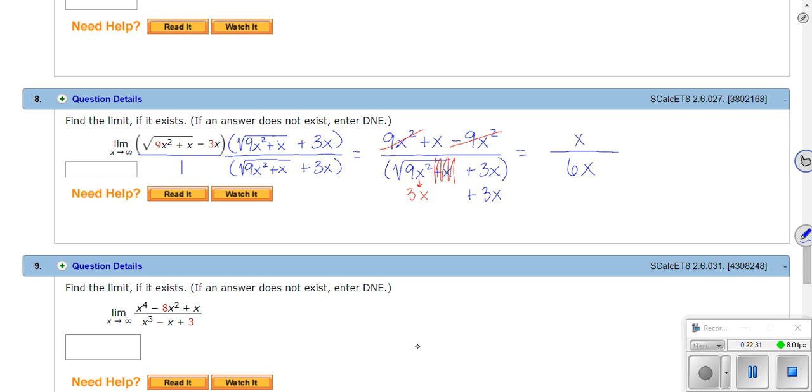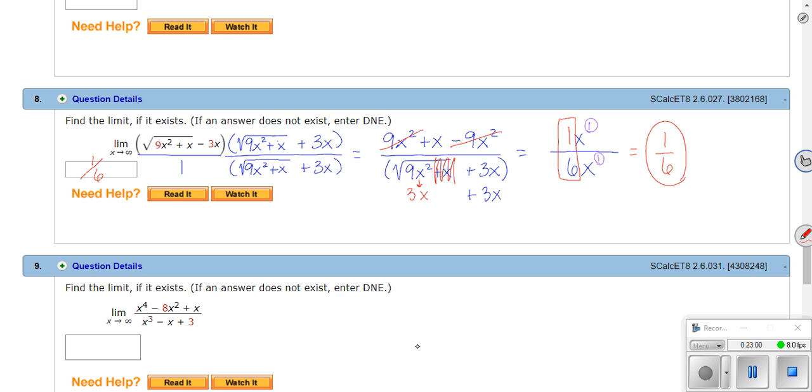Okay, so then do these have the same degree? You betcha. These are both first degrees, right? So what am I concerned with? I'm concerned with the leading coefficient. What's the missing leading coefficient here? It's a 1. So what's my limit? 1/6. Okay, 1/6. So that would be my answer here. I hope you guys kind of see that.